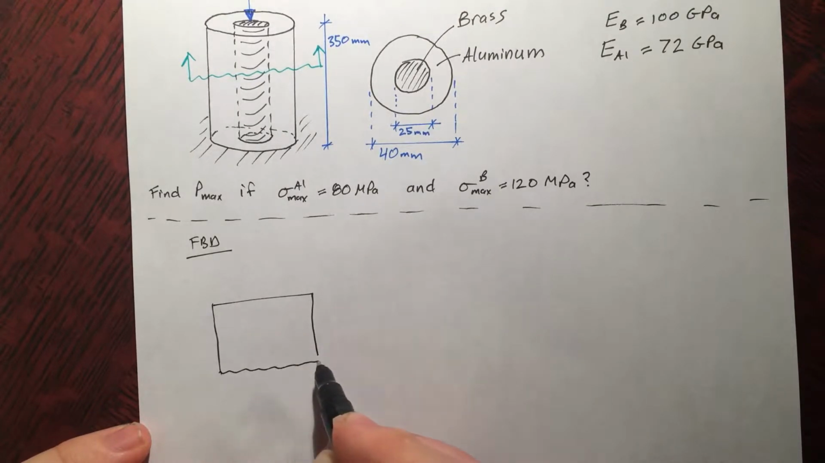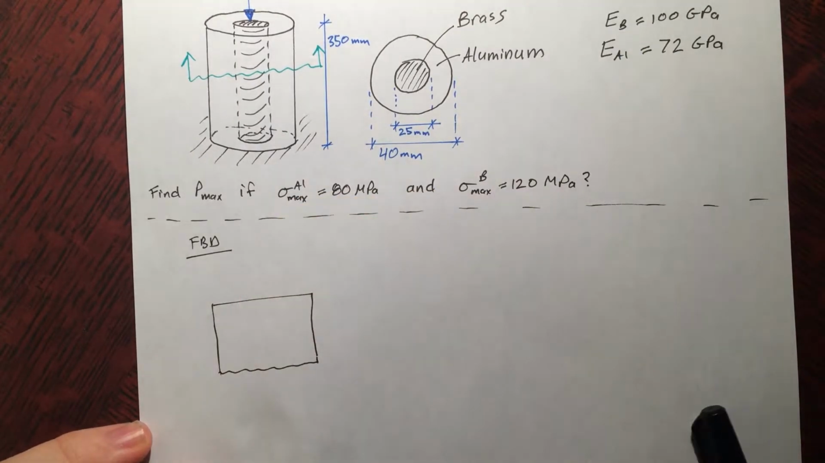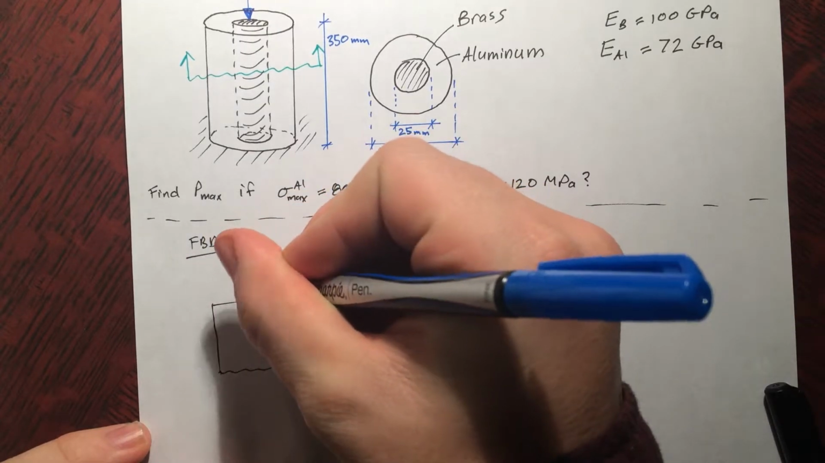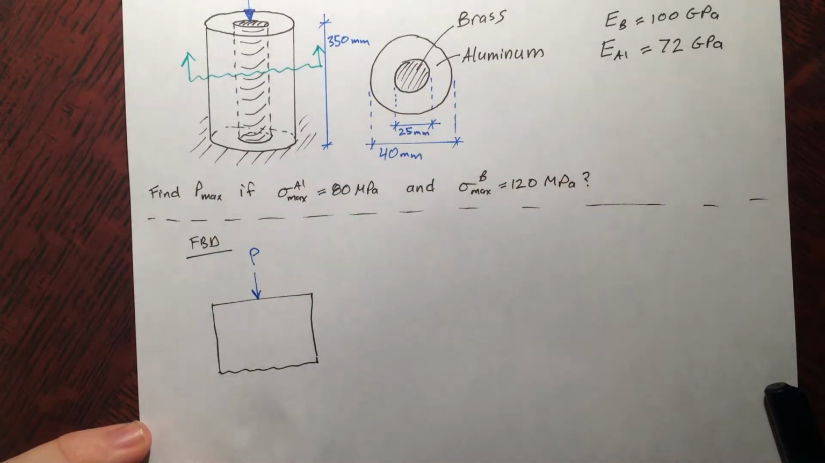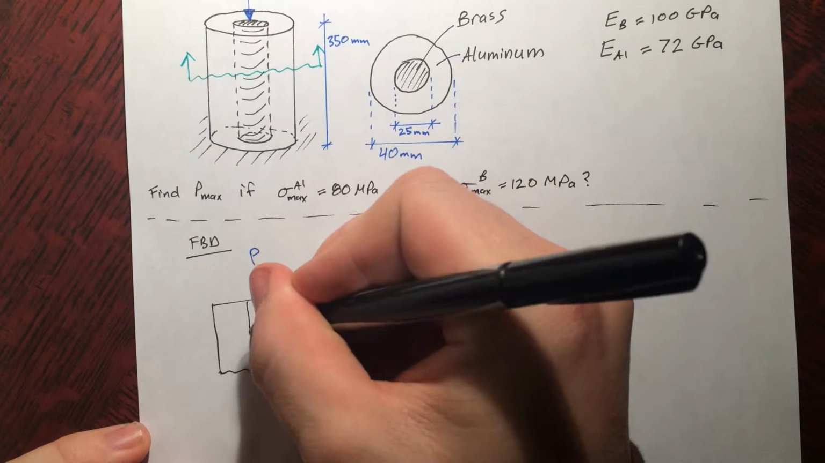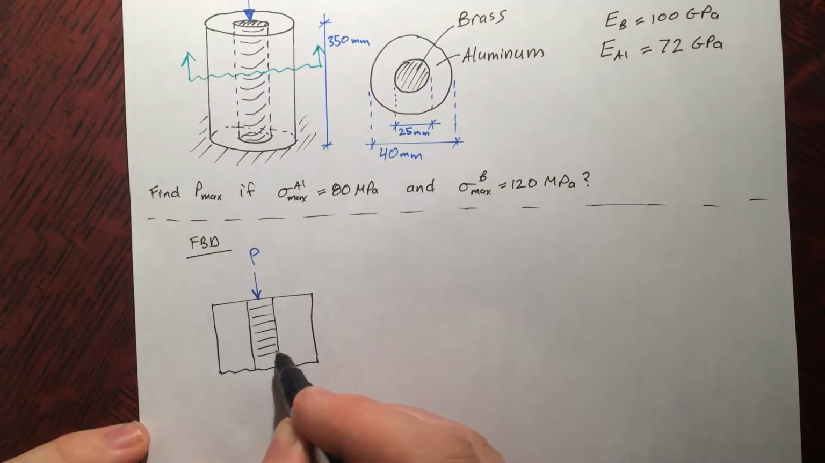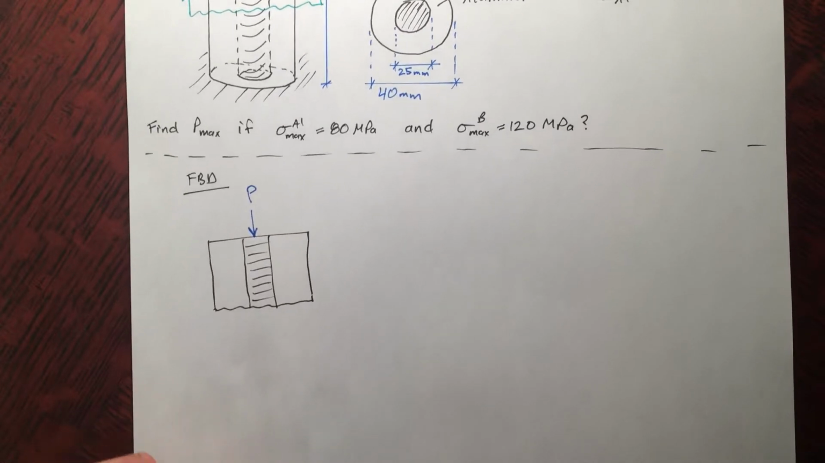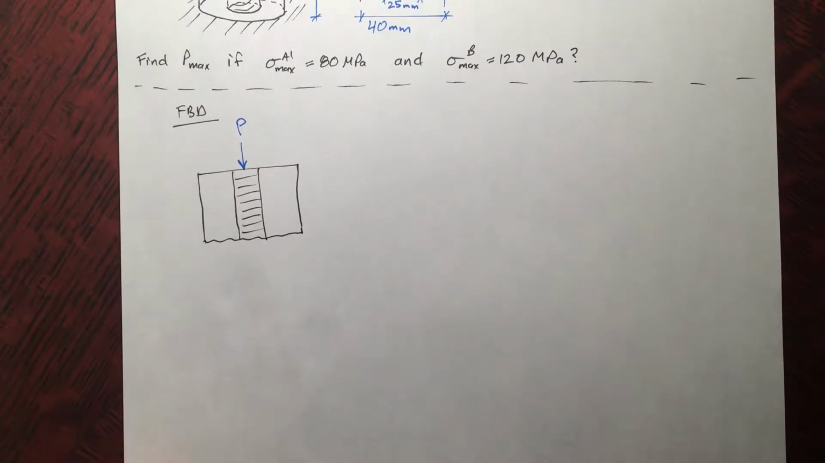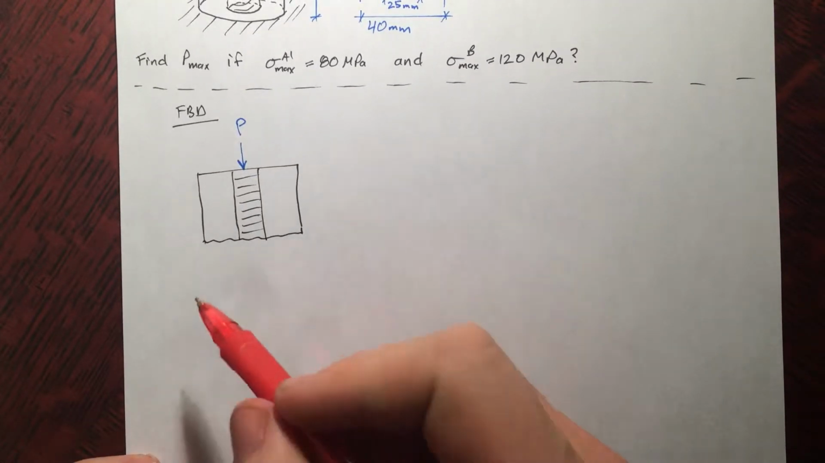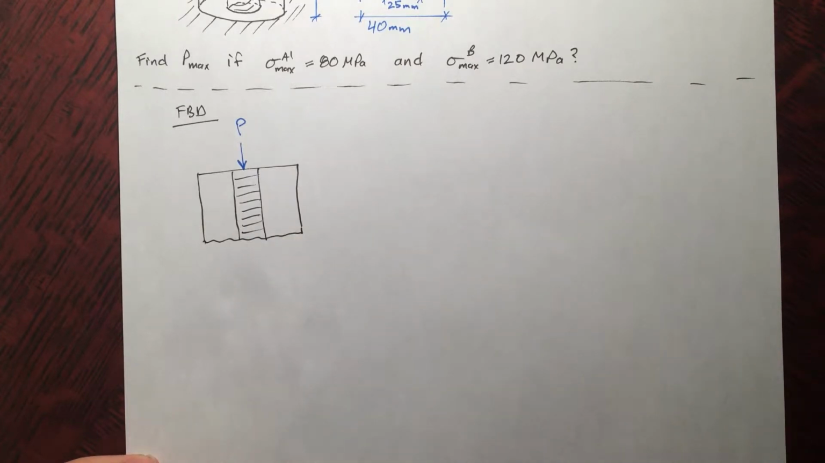White cut edge, P pushing down on here. Okay, and then there's of course two materials, so let's represent that somewhat here. And now let's talk about which way to draw the reactions in. So far I've been telling you always draw them pulling away from the source. And if you don't know, it's best just to put them in tension.